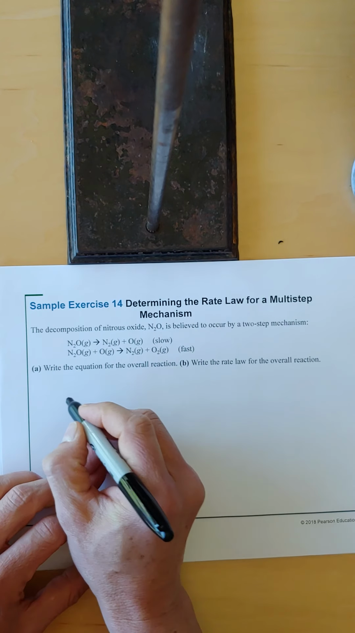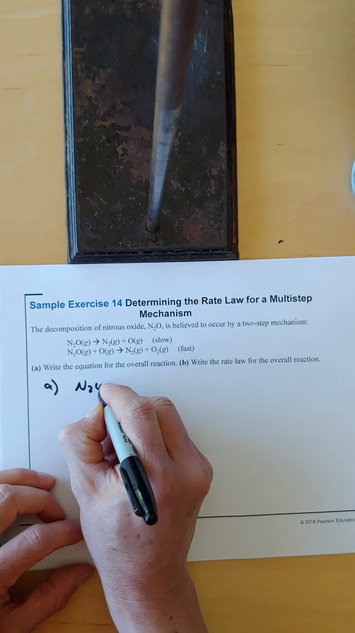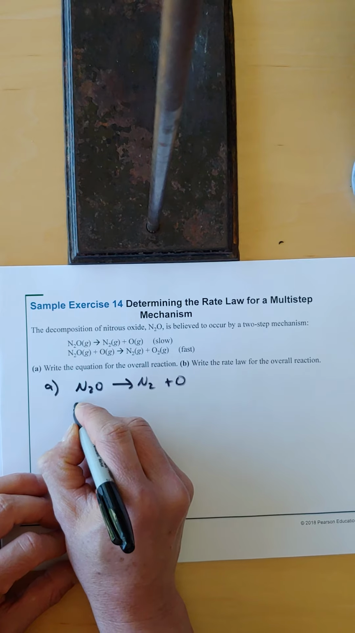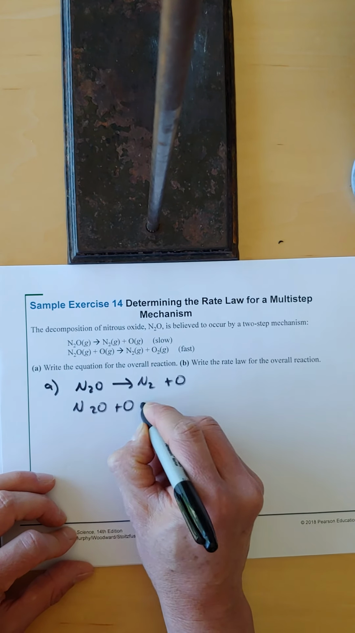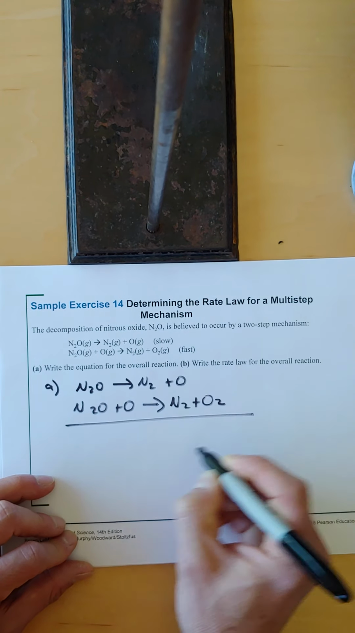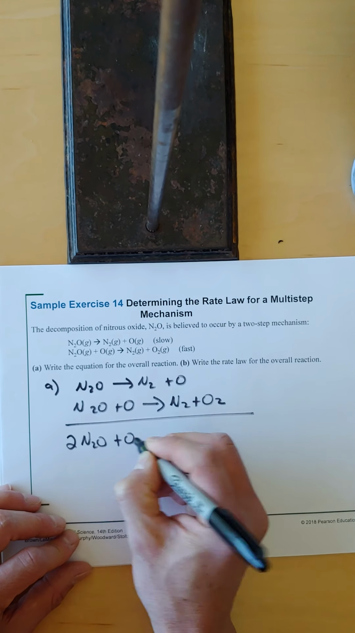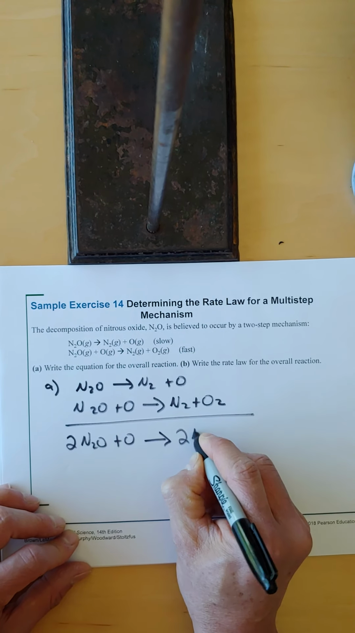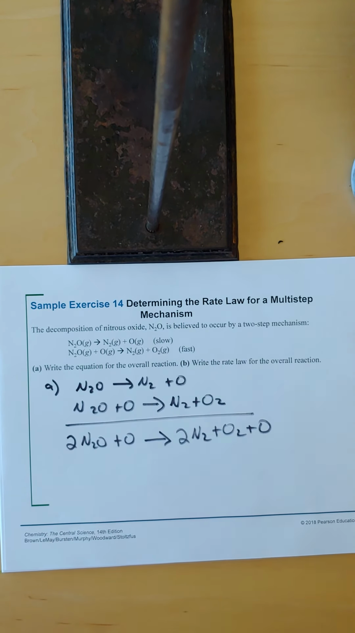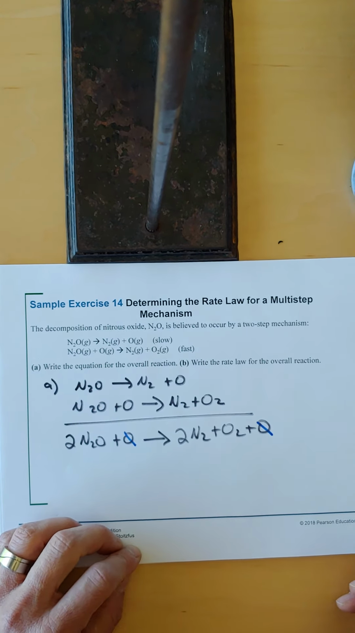Right. Well, for the overall reaction, we would add those 2 reactions, right? So if I have N2O going to form N2 and O, and then I've got N2O plus O going to form N2 and O2, right? If I add those, I get 2 N2O plus O, gives me 2 N2s plus O2 plus O, right? And again, I have O on both sides of the reaction in equal amounts, so we get rid of that, right?